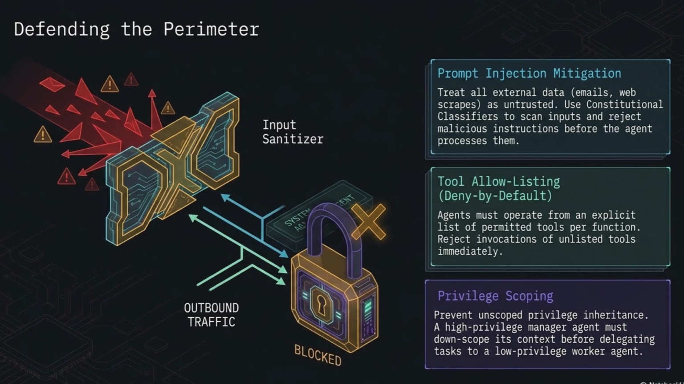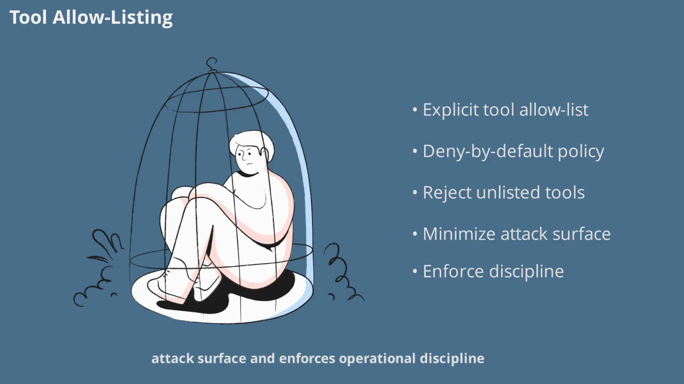Agents must operate from an explicit list of permitted tools for each function. Deny-by-default policies ensure that any invocation of unlisted tools is immediately rejected. This strict allow-listing approach minimizes the attack surface and enforces operational discipline.